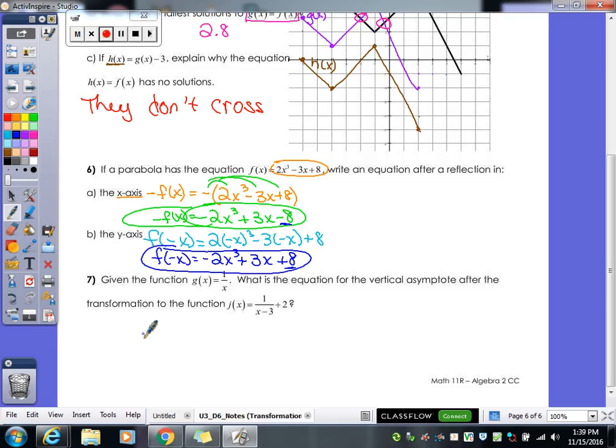Now our last one, given the function g of x equals 1/2 x, what is the equation for the vertical asymptote after the transformation x minus 3 plus 2? To get our vertical asymptote, you take your denominator of your fraction and you set it equal to 0. This is what we were doing a couple days ago. So if I add my 3 over, there's our vertical asymptote at x equals 3. Same rules apply even though they did our little transformation to it.